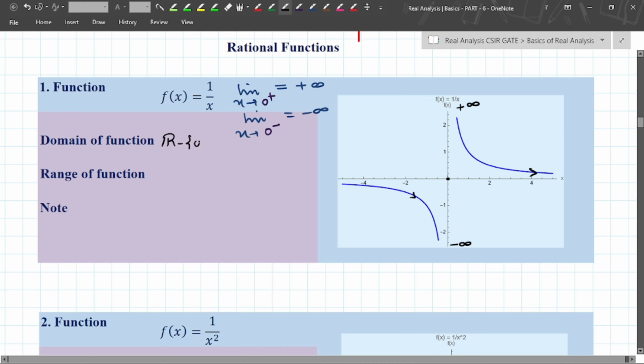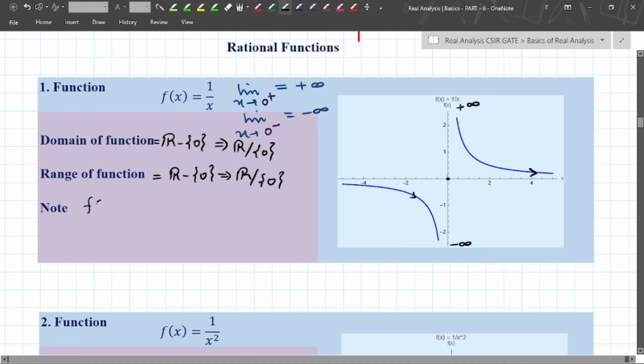R minus 0. It means you can't take 0 here. If you take 0, then it will go to infinity, and the range is also R minus 0, it will never take 0. So you can also write it like this, R minus 0. Okay, so this is the case here.